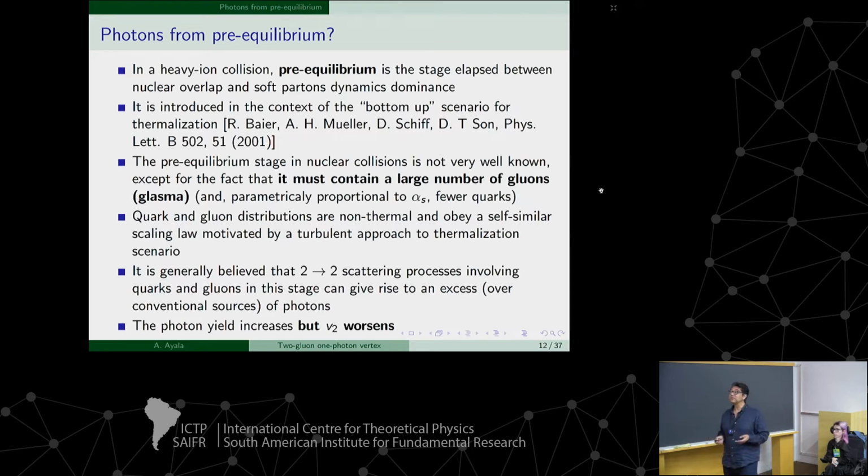Now, the problem with this is that, unfortunately, since there is no preferred direction in this context, there is no source of V2. In other words, in order to have a V2, you need something that points in a certain direction. So the upshot is that although the yield increases and gets closer to data, V2 worsens.